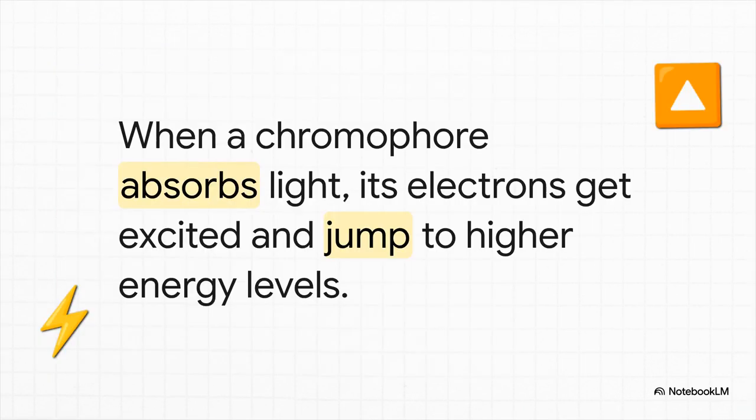So what happens when we hit this chromophore with light? Well, when it absorbs that light energy, its electrons get this sudden, massive jolt. They get super excited and literally jump from their home base, their ground state orbital, to a higher empty energy level. And it's that jump, that electronic transition, that we can actually measure. That's the basis of our very first clue.